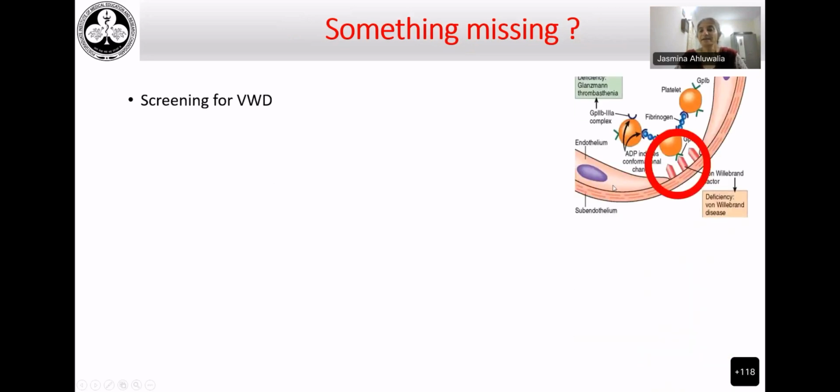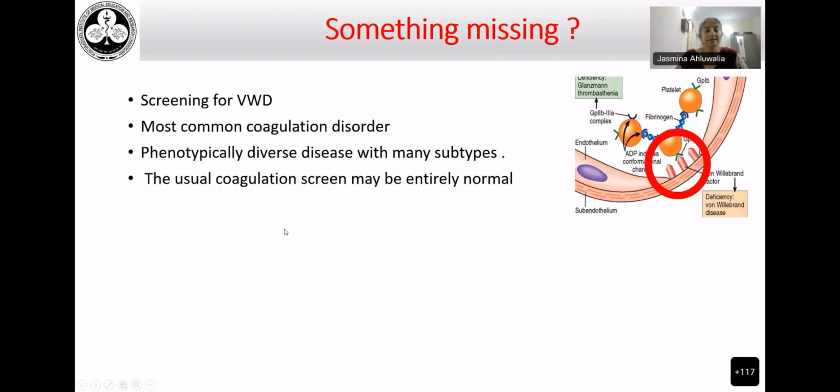So remember, we've seen what we would do for the clotting factors. We've seen something for the platelets. We've seen something for the fibrinogen, but we haven't done anything for the von Willebrand factor. And this, surprisingly, von Willebrand factor forms the basis of the most common coagulation disorder, though many of them don't reach hospitals because they're usually mild.